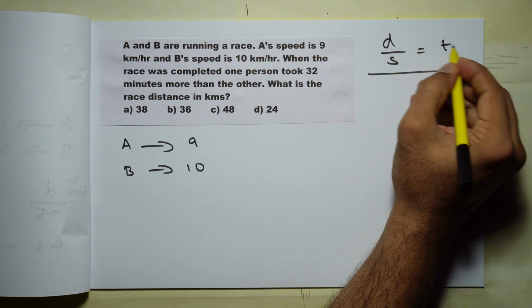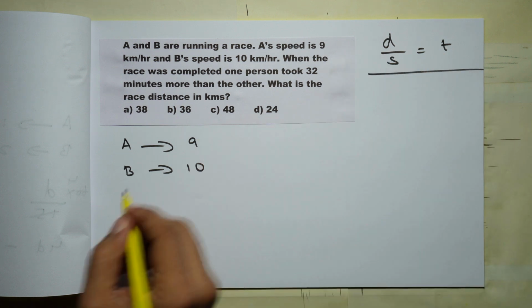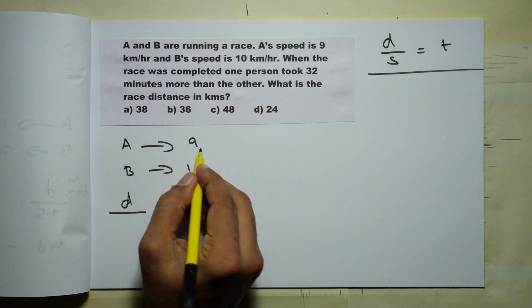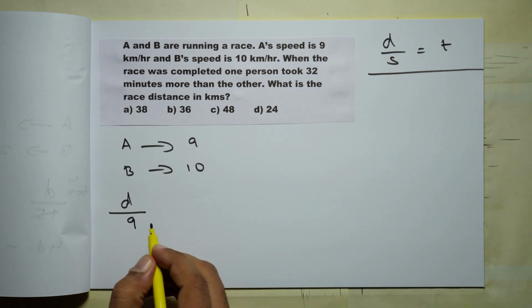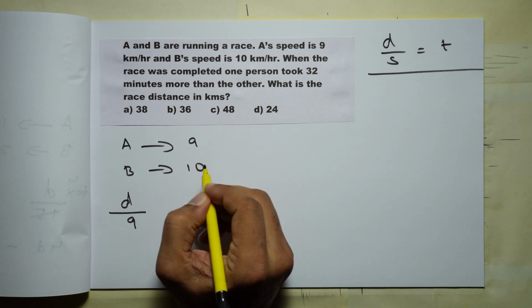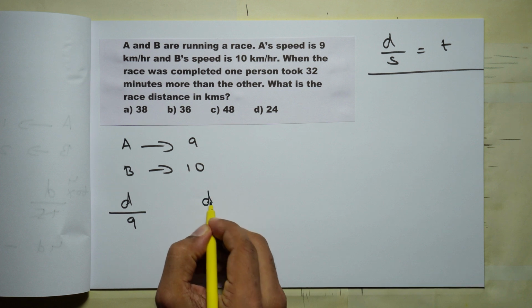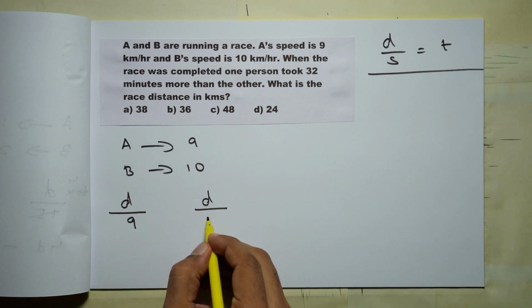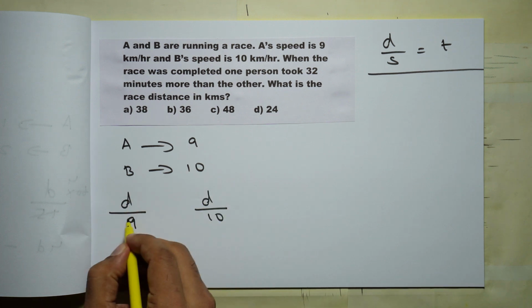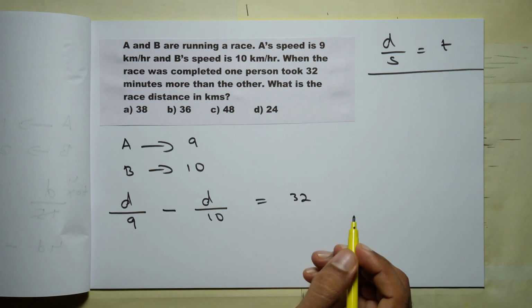First we'll calculate the time required for A to complete the race. That is distance, we'll take it as d, divided by A's speed, 9. So this is the time required for A, and the lesser the speed, the greater the time required. Next we'll calculate the time required for B: the same distance d divided by B's speed, 10. So the time required for A minus the time required for B is 32 minutes.